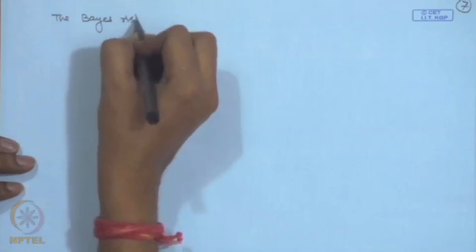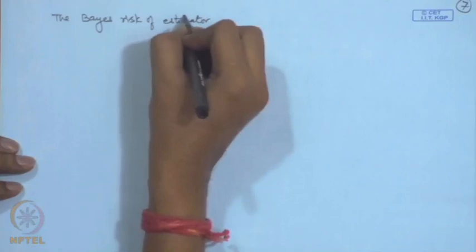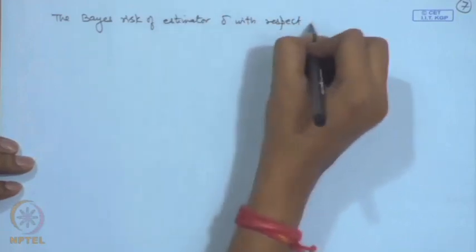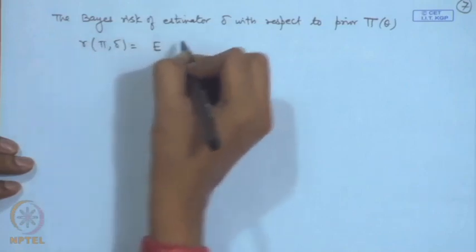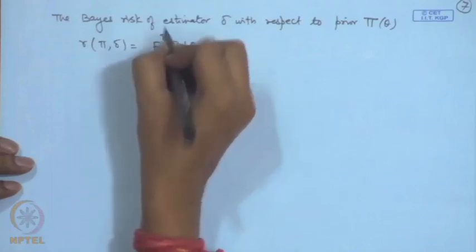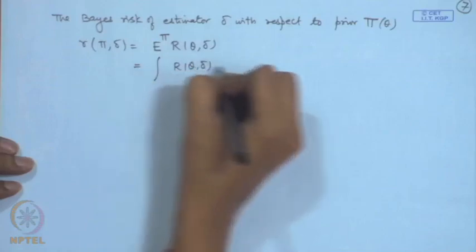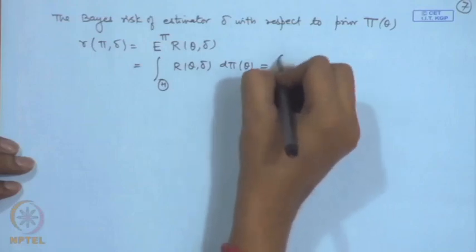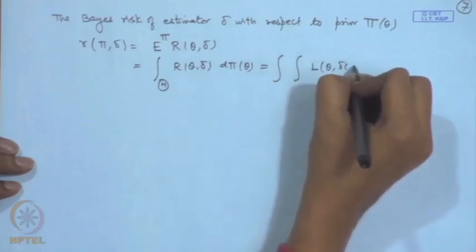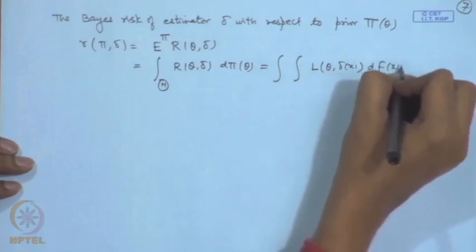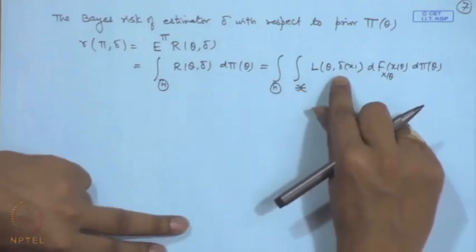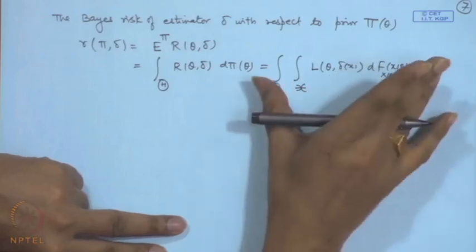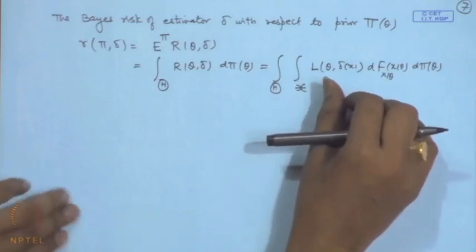Now, the Bayes risk of estimator delta with respect to prior pi, that is r pi delta, that is expectation of r theta delta with respect to pi, is equal to the integral of r theta delta d pi theta over the parameter space. But this is nothing but the integral of L theta delta x d F x given theta into d pi theta. As such, the problem is to find that value of delta for which this double integral or double summation is minimum.